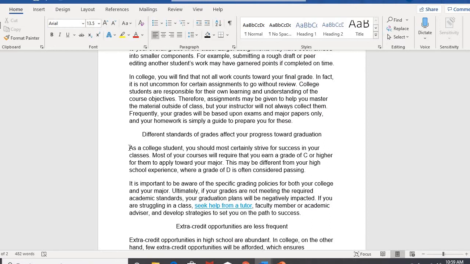As a college student, you should most certainly strive for success in your classes. Most of your courses will require that you earn a grade of C or higher for them to apply towards your major. This may be different from your high school experience, where a grade of D is often considered passing. It is important to be aware of the specific grading policies for both your college and your major. Ultimately, if your grades are not meeting the required academic standards, your graduation plans will be negatively impacted. If you are struggling in a class, take help from a tutor, faculty member, or academic advisor and develop strategies to set you on the path to success.